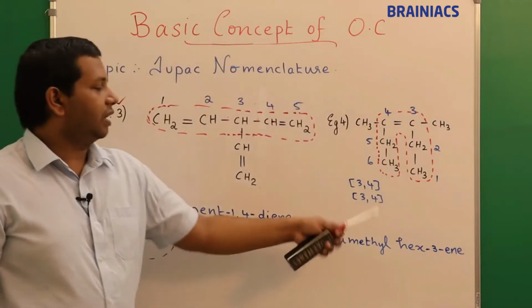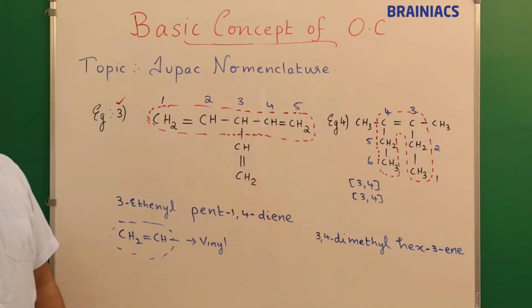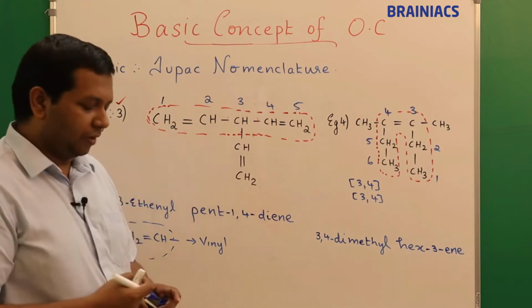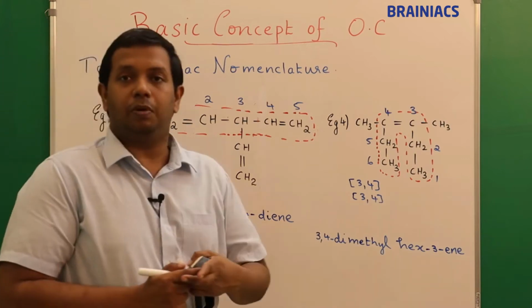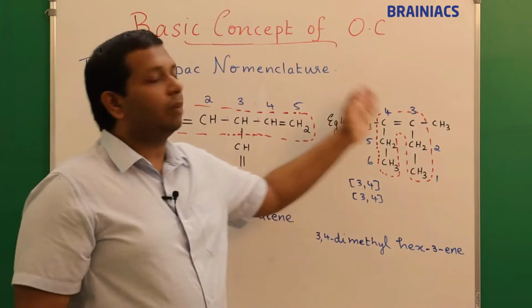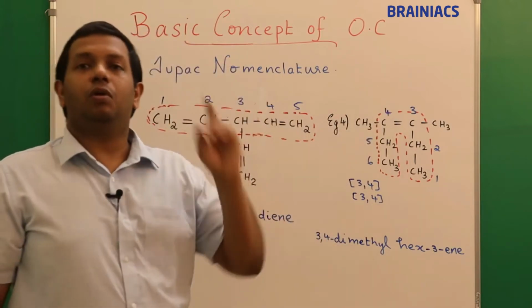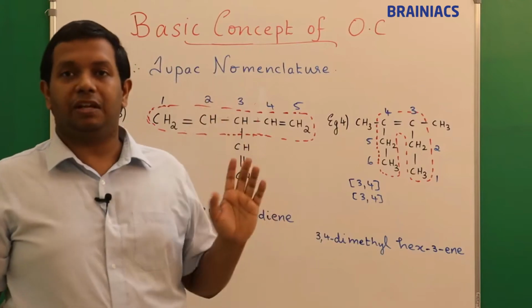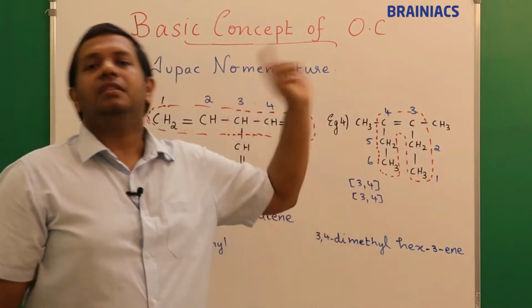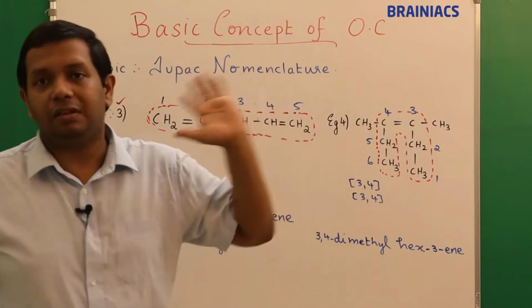So, 3,4-dimethylhex-3-ene. Always specify the position of the double bond or triple bond. Sometimes in some questions, both a double bond and a triple bond will come. In that case, "ene" and "yne" should both be there. But always remember it should be as per alphabetical order. First you need to mention "ene", followed by "yne", along with their locants.